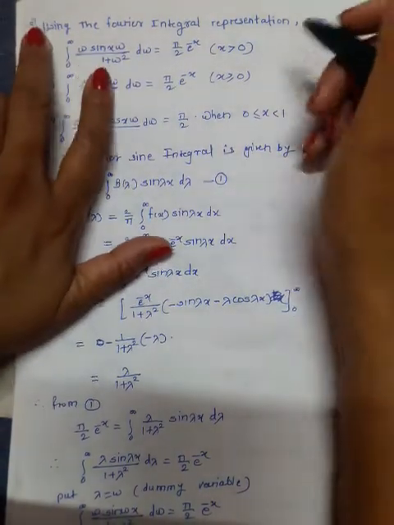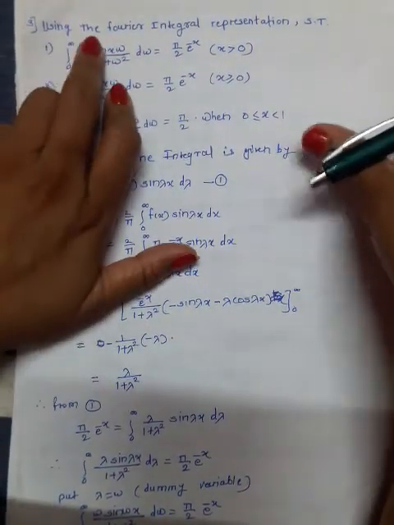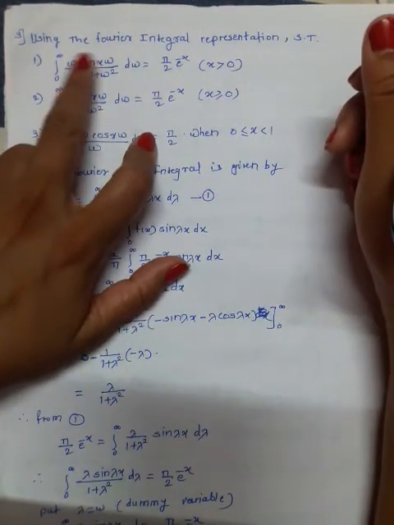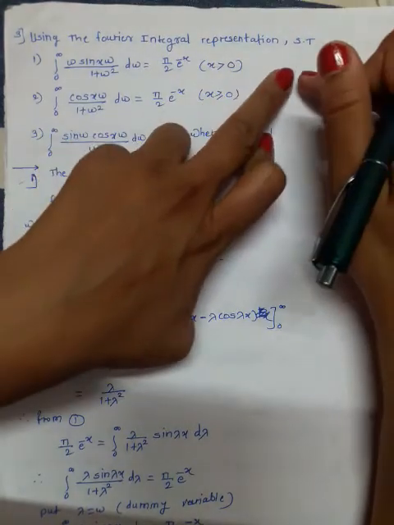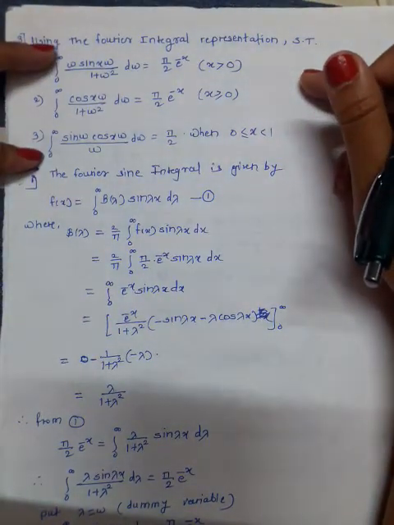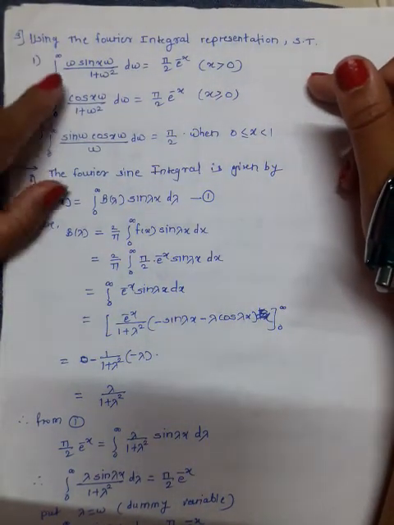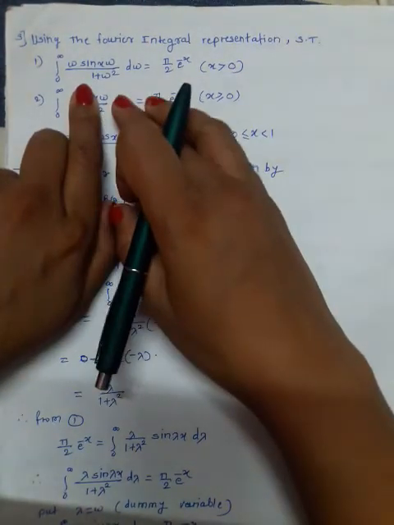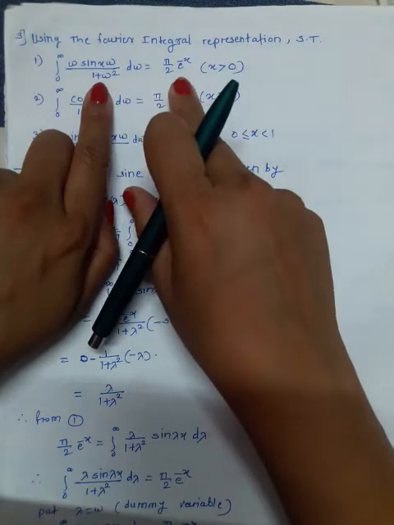Depend on this Fourier integral. Okay, using the Fourier integral, the question is: using the Fourier integral representation, show that this is true. We have to prove it. If you observe the first integration, we have to show that this integration is equal to this.